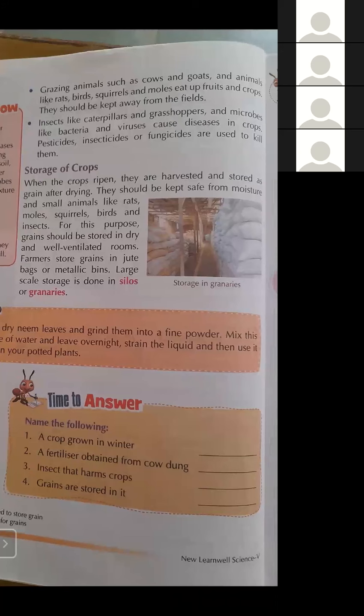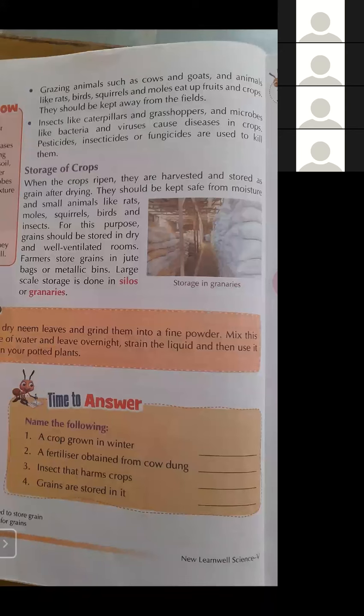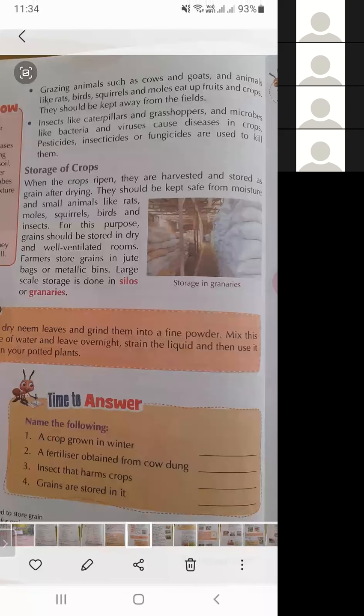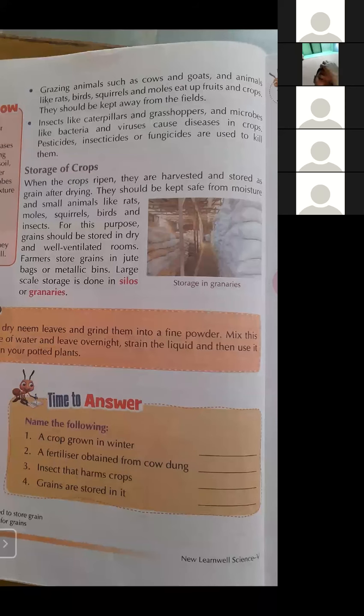So let's discuss storage of crops. When the crops ripen, they are harvested and stored as grain. After drying, they should be kept safe from moisture and small animals like rats, moles, squirrels, birds, and insects. For this purpose, grains should be stored in a dry and well ventilated room. Well ventilated means there should be a proper air passage and proper light, and it should be dry.